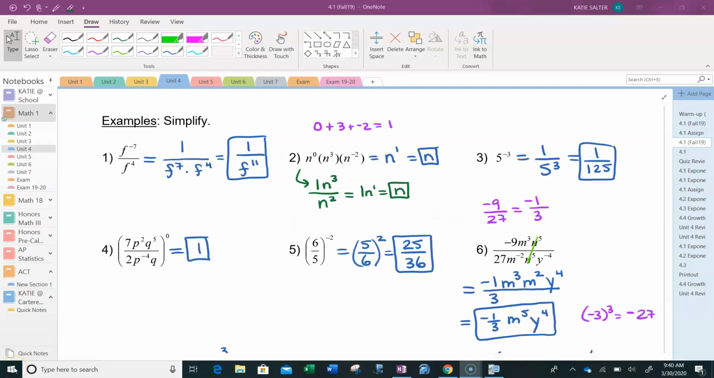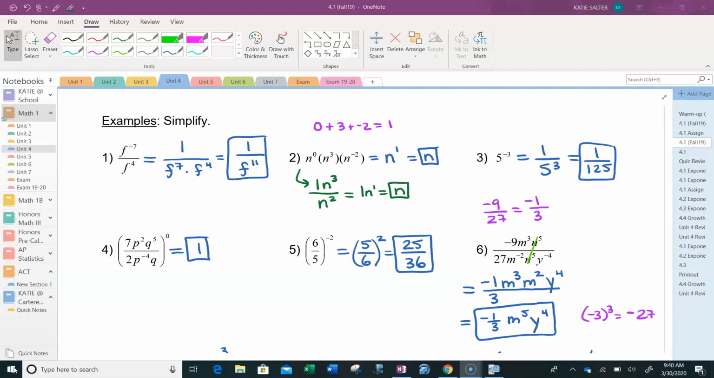Okay, then for number 4, this is the only time I would suggest not following order of operations. The entire quotient here is being raised to the 0 power, and regardless of what's inside, anything raised to the 0 power remembers 1, so the answer is just 1.